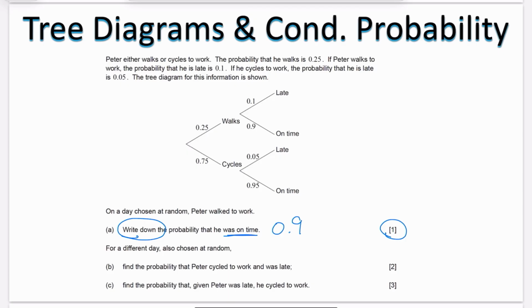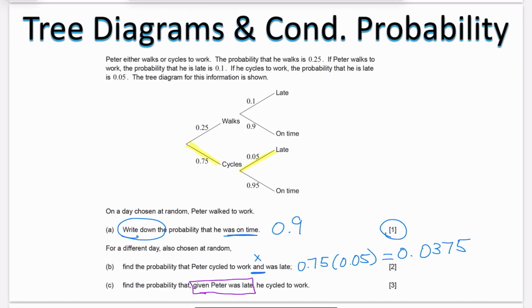For a different day, also chosen at random, find the probability that Peter cycled to work and was late. And in probability means to multiply. So he cycled to work and was late. Cycles to work and is late. You're going to multiply those two together. So it's going to be 0.75 times 0.05. Make sure that you show what you're multiplying before you get the answer from the calculator. The answer is 0.0375.